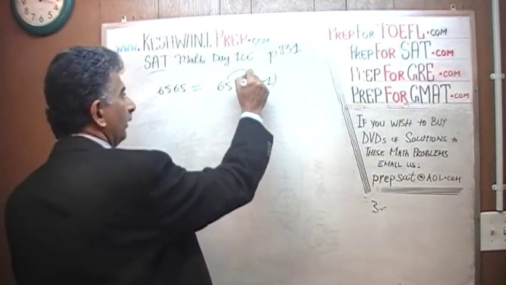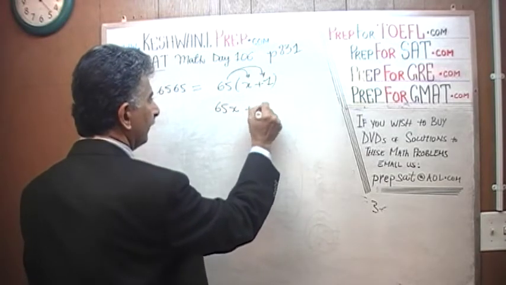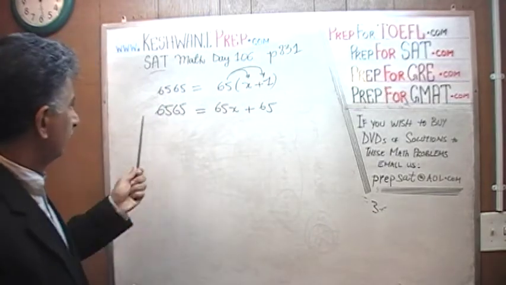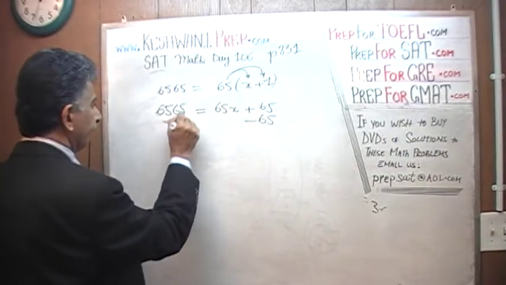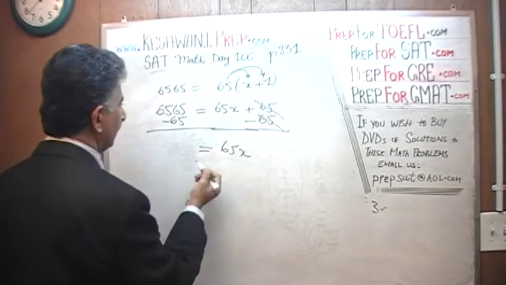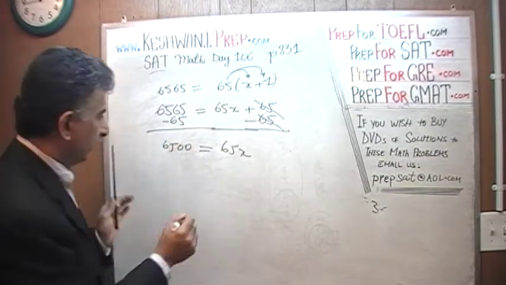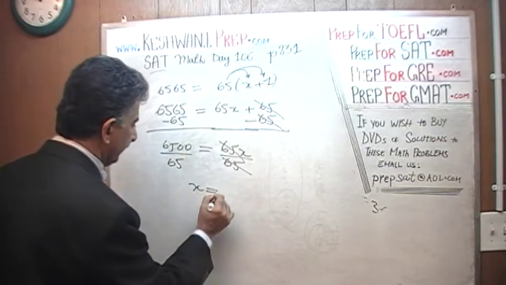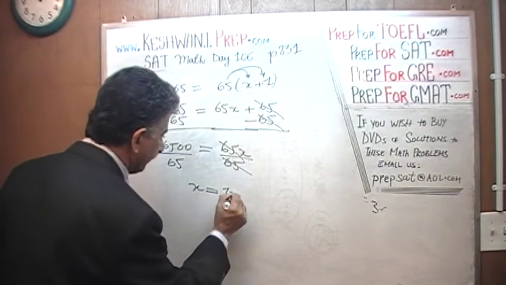Open the parentheses. When we open the parentheses, we get 65 times x, and then 65 times 1 is 65. And that equals 6,565. Subtract 65 from both sides, and we end up with 65x equals 6,565 minus 65, which is 6500. Divide both sides by 65. This 65 drops out, and we find that x equals 6500 divided by 65, which is just 100.